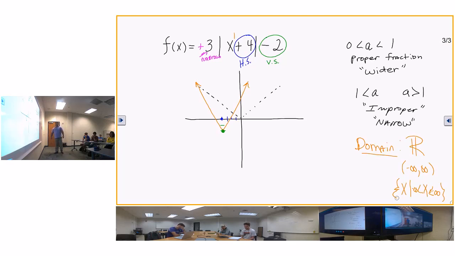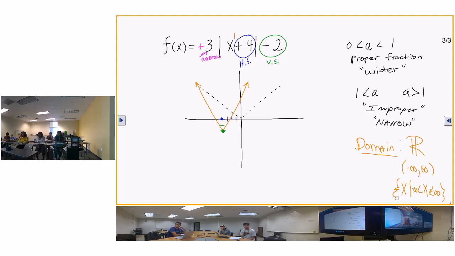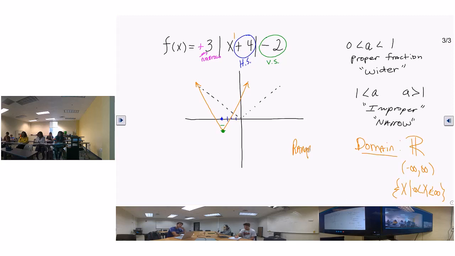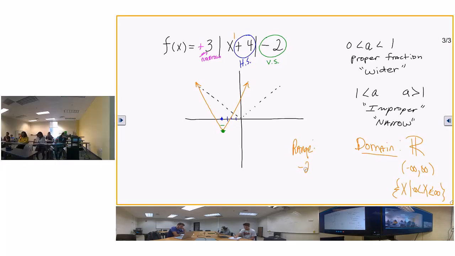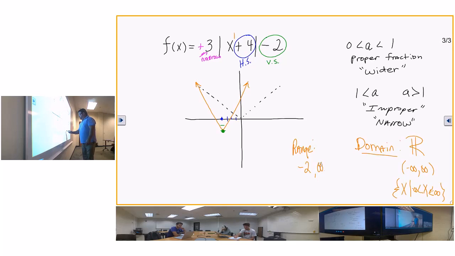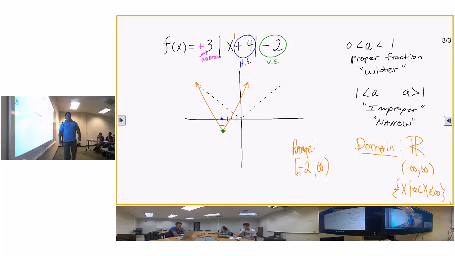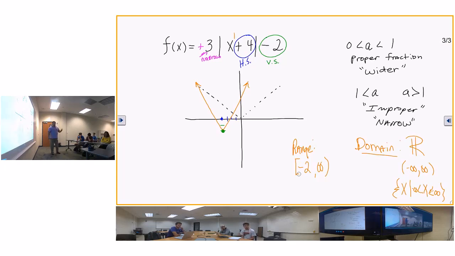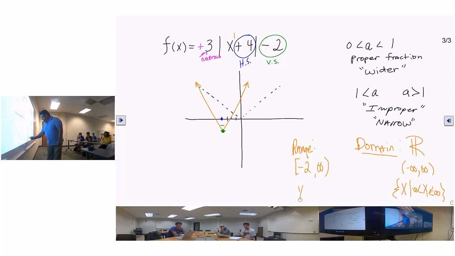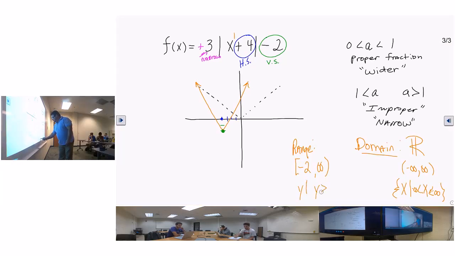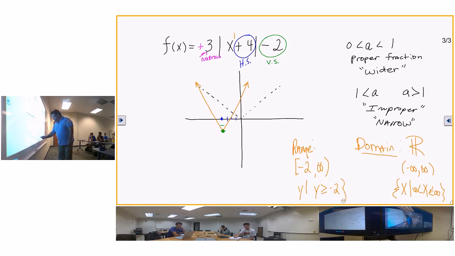Okay, what's the range? The range is from negative 2 to what? Infinity. So range, negative 2 to infinity. Now that one, you're going to write with a bracket in interval notation, because y is generally not written in terms of set builder notation, but it would be y such that y is greater than or equal to negative 2. So you could write it like that. That would be set builder notation.